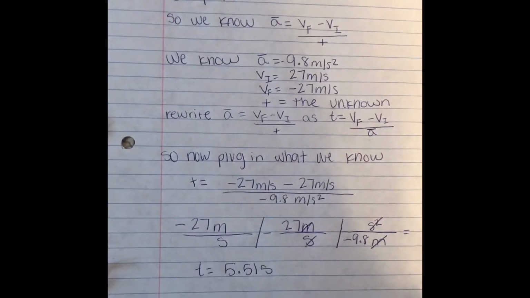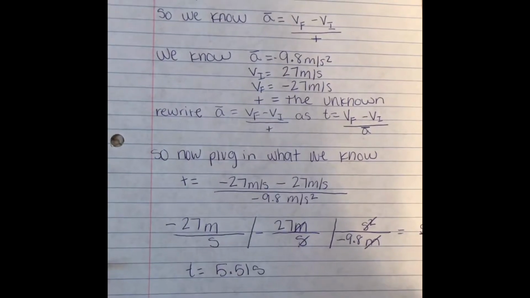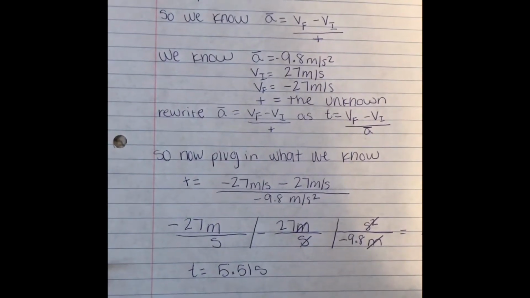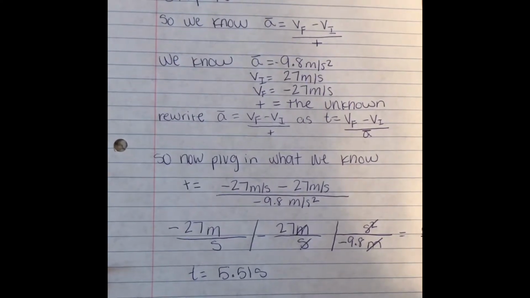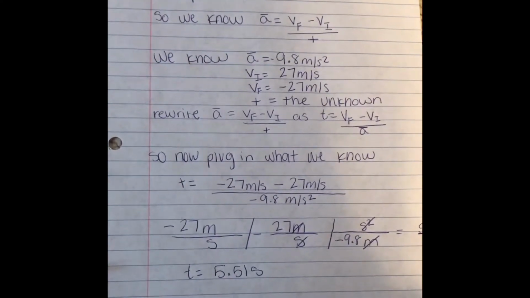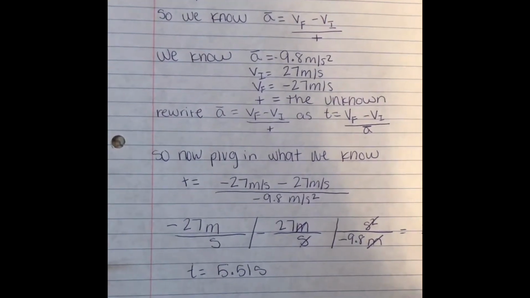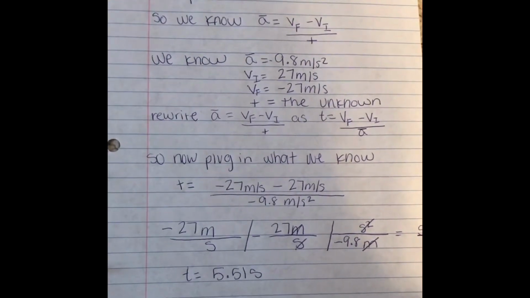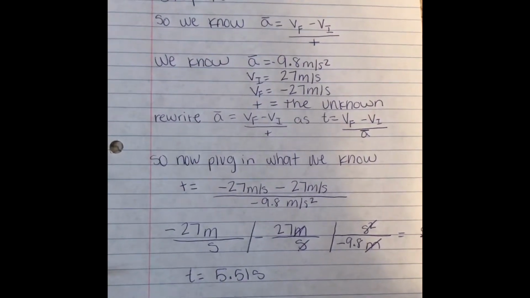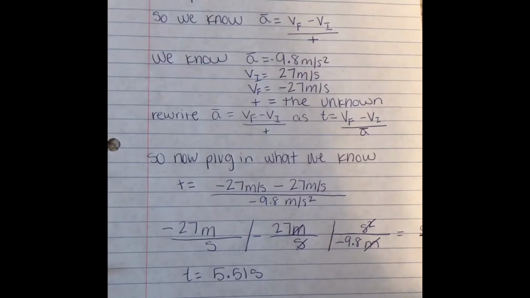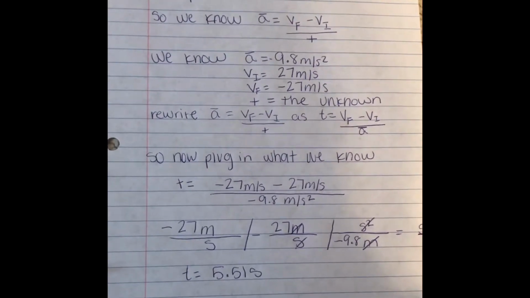Here are some numbers that we do know. Acceleration, again, is always going to be negative 9.8 meters per second squared, because that is the force of gravity in a free fall equation, and the force of gravity is equal to acceleration. The initial velocity is 27 meters per second, because it was given in the problem. The final velocity is negative 27 meters per second. Like mentioned before, when the ball is traveling back down, it's going down, so it's negative. And time is the unknown, which is what we are solving for.